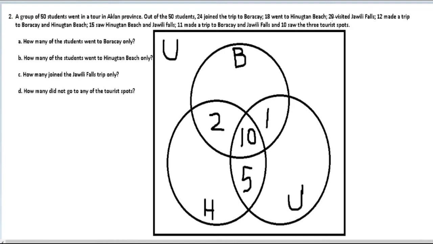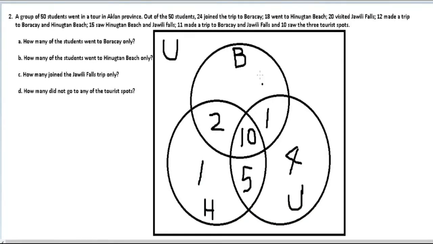Next, 20 visited Hawili Falls. So in this region, the total must be 20. We have already 10, 5, and 1, and that is equal to 16. And add 4 to make it 20. Next, 18 went to Hinugtan Beach. So for the Hinugtan Beach will be here in this area. So 10 plus 5 plus 2 is 17, and just add 1 so that will become 18.